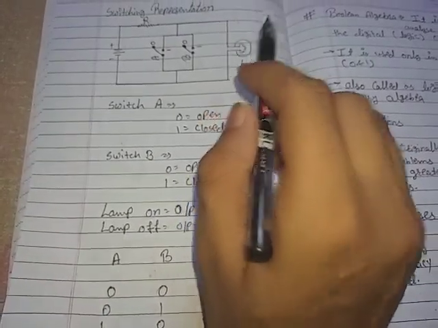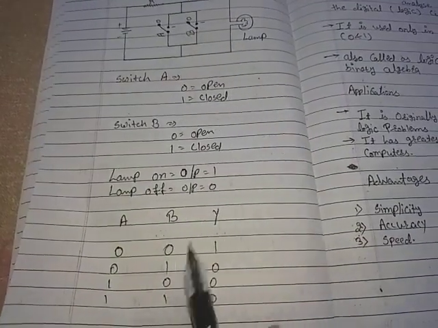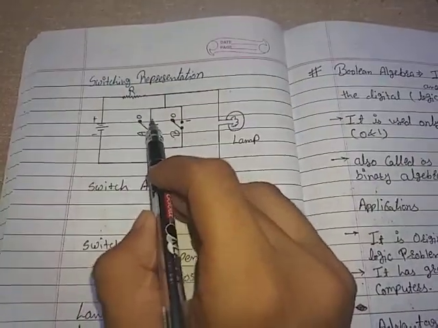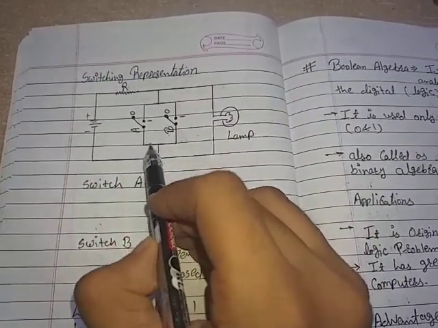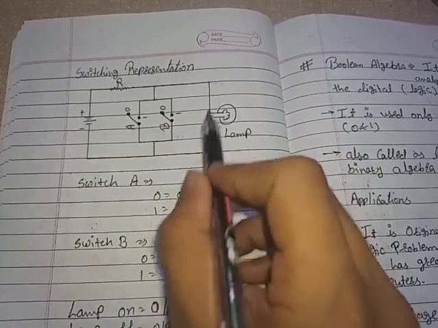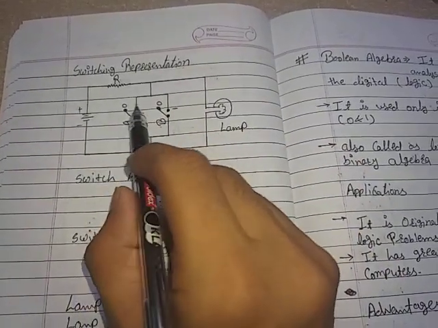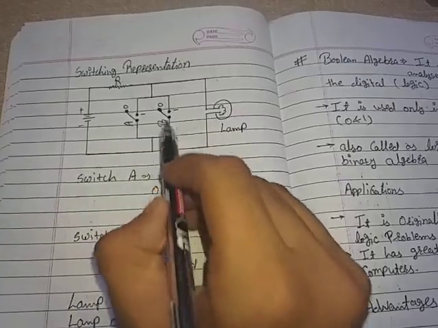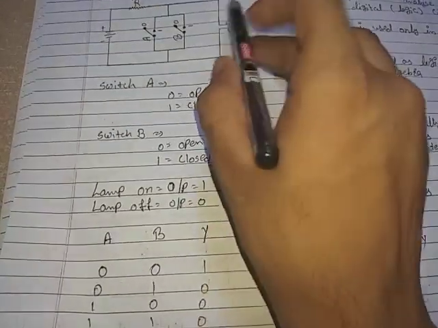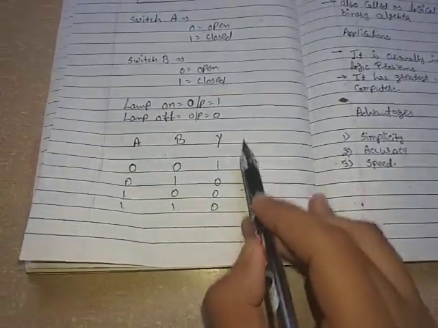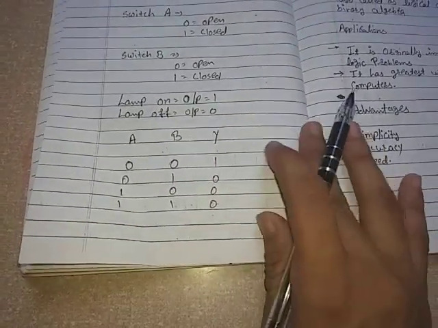glow. Now when A is 1, B is 0, the current will flow through here through switch A and the lamp will not glow. When A is 1, B is 1, current will flow from here and the lamp will not glow. Here is the truth table.